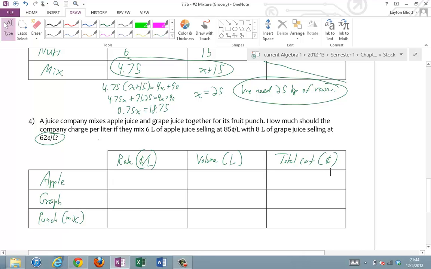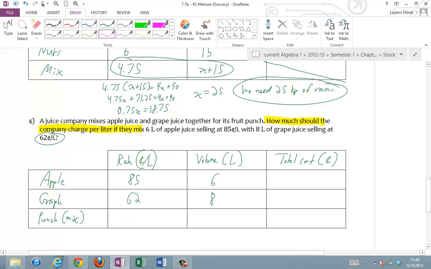So, how much should the company charge per liter if they mix 6 liters of apple juice, selling at 85 cents per liter, so that's 85, with 8 liters of grape juice selling at 62 cents? Where are we going to put the variable? Well, go back to the question it's asking. It says, how much should the company charge per liter with the mix? So it wants to know the cost or the rate for the punch.